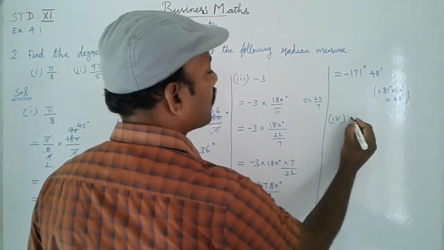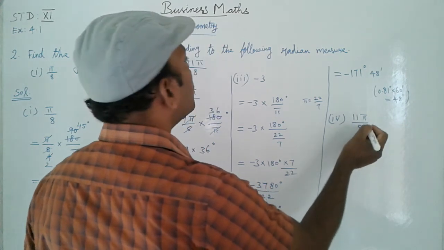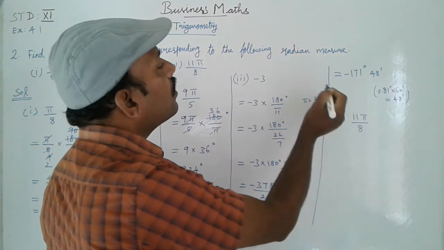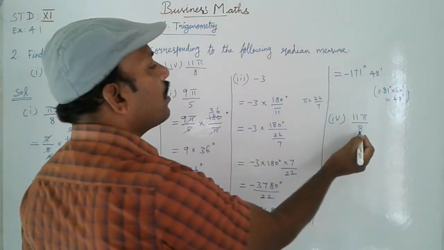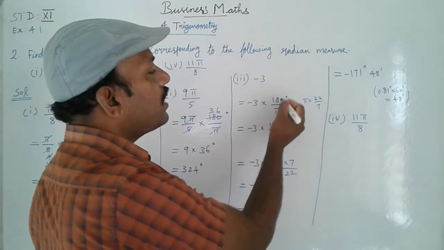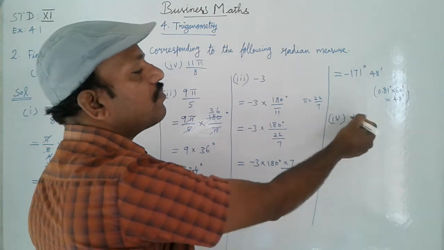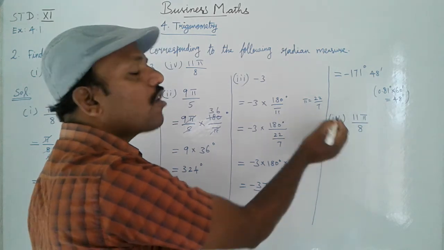The fourth sum, 11 pi divided by 8. So it is a radian measure. We have to change it to a degree measure. We should multiply by 180 degrees divided by pi. The pi cancels, we multiply and divide, then we get the degree value. So this sum is homework.